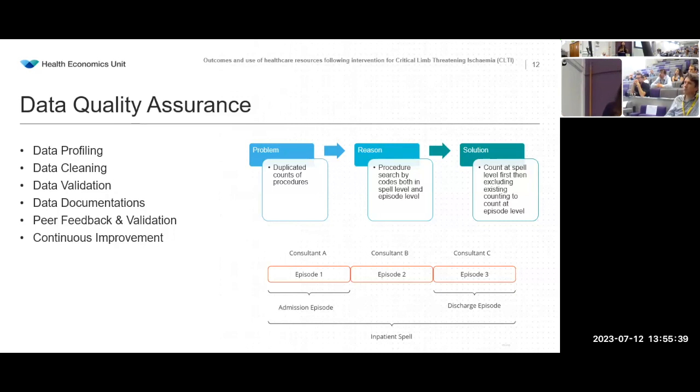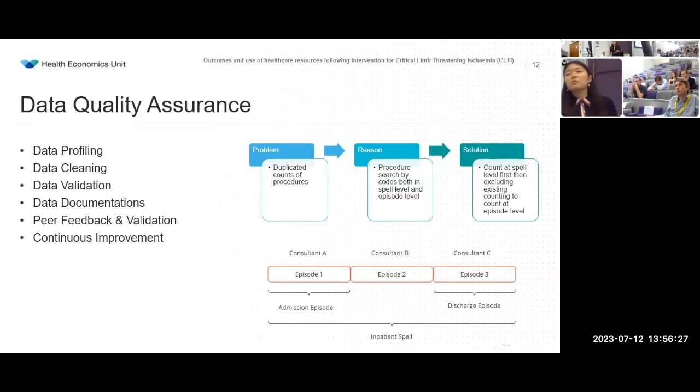And you might question why we do it at both spell level and episode level. That is because of the incompleteness of the KIT database. Some patients only have the data for the spell level, they don't have the data for the episode level. So if we only count at episode level, we'll miss the chance to get those patients counted when they only have the data from the spell level. So for this situation we found a solution: we count all of the procedures from the spell level first, and then we exclude all these counts from the spell level, and then do the counting from the episode level. That is the solution for that.